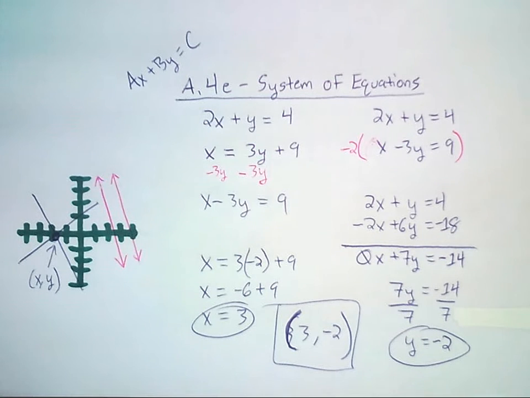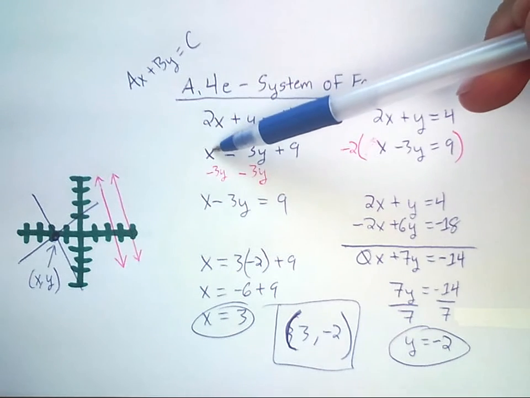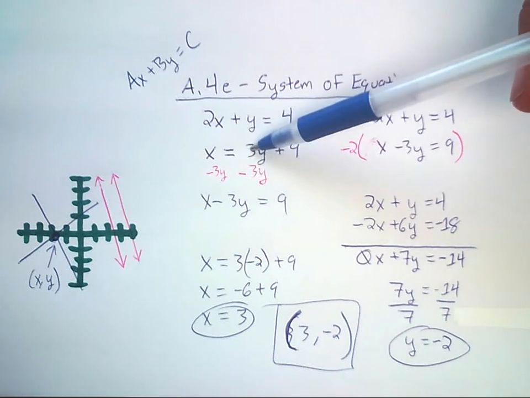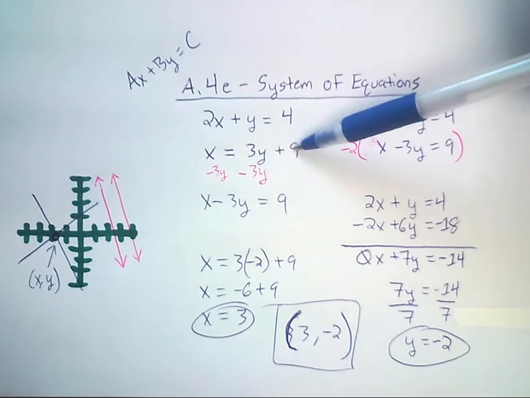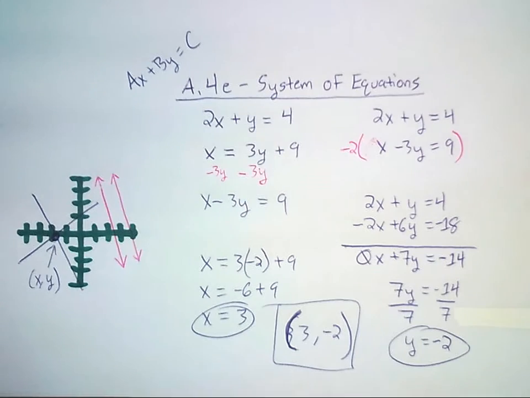And what's nice about this is if you get the ordered pair, you can actually plug it in just like you're checking an equation. So 2 times 3 is 6, but plus negative 2, that's 4. That works. And then we also have x, which would be 3, equals 3 times negative 2. Well, that's negative 6 plus 9, which is also 3. So you can actually check it just like that.